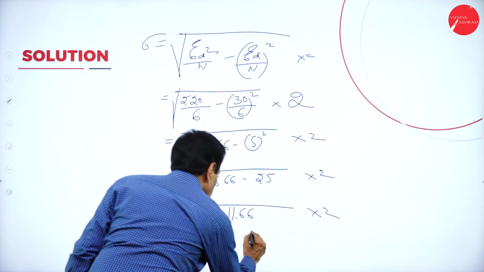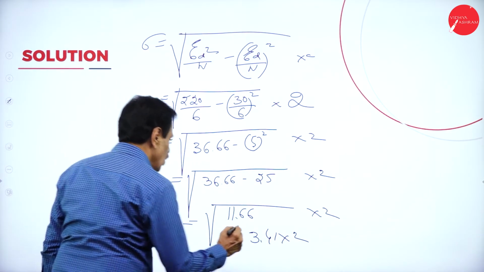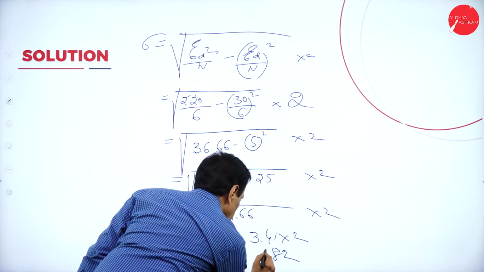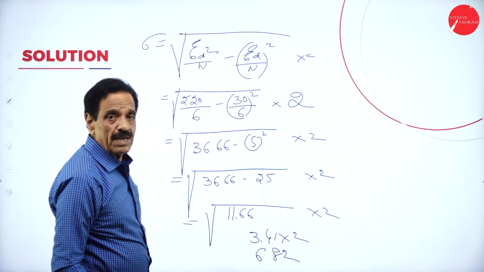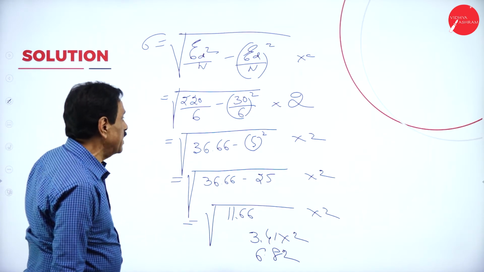3.41 into 2. Multiply this: 2 1s are 2, 2 4s are 8, so it is 6.82. 220 divided by 6 is 36.66.